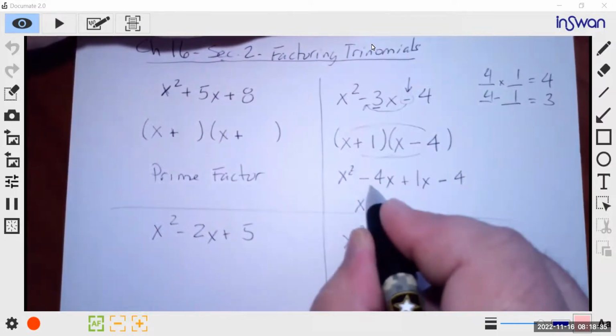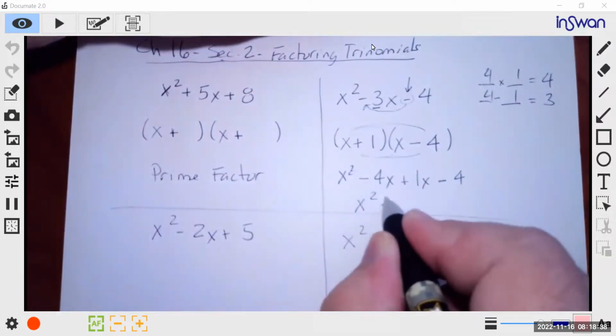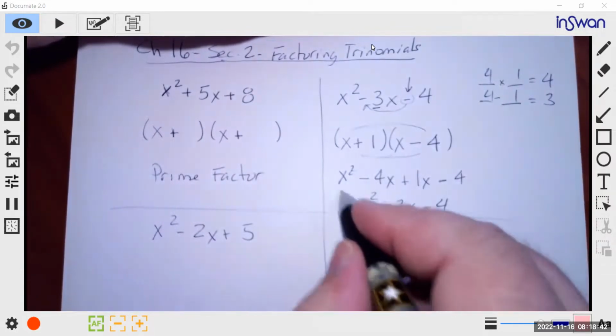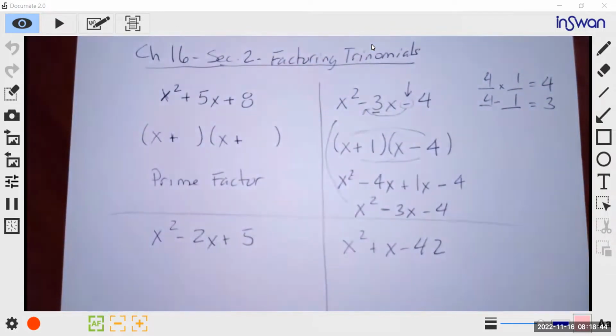Combine like terms. 4 is bigger, so it's negative. 4 minus 1 is 3. And they match, so it works. Always check your answers. Because the most common thing is you'll put the numbers in the wrong spaces. It'll be a sign issue.